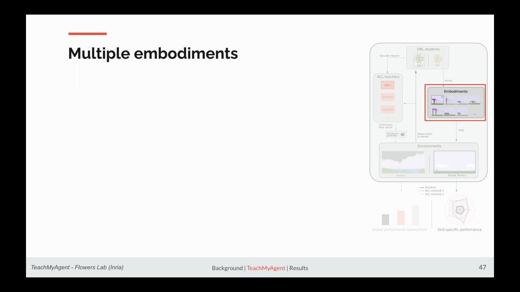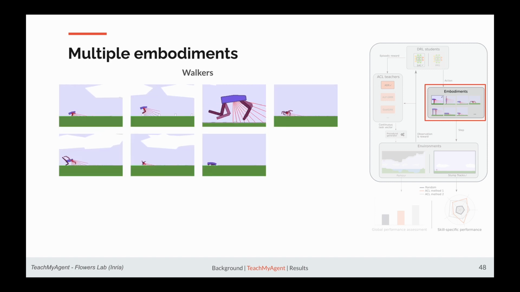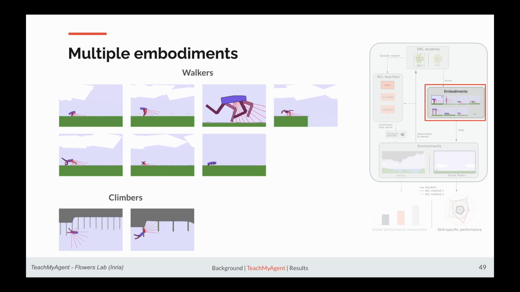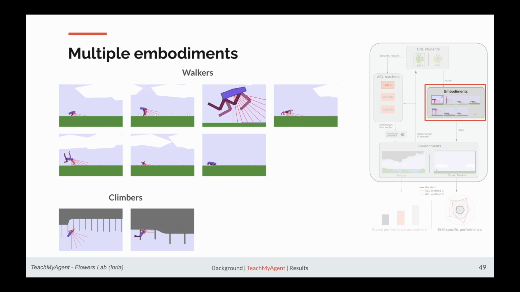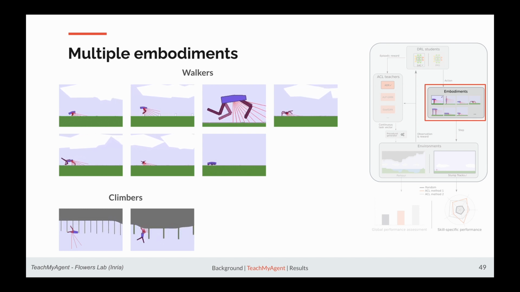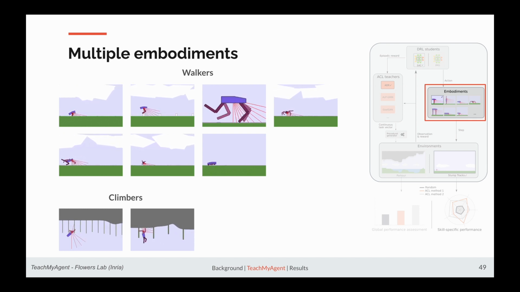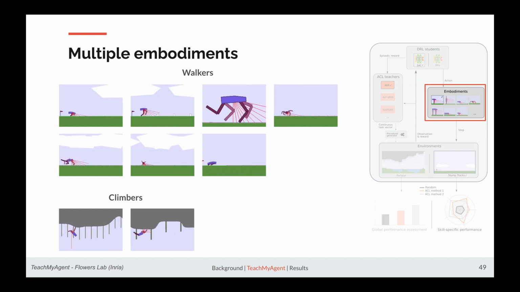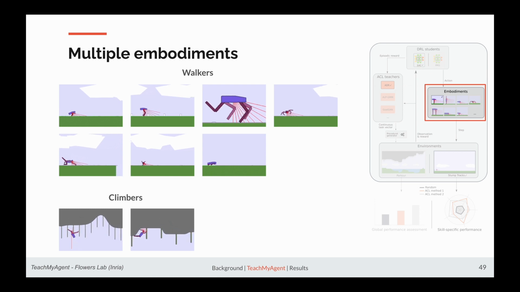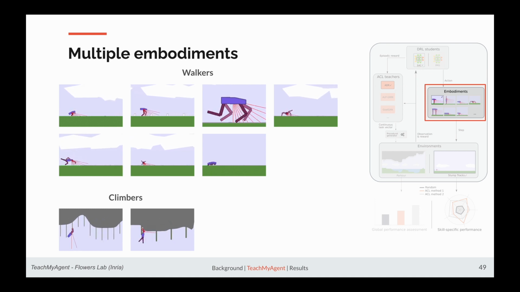Okay, and finally, we introduced some multiple embodiments. We took the walkers from Portelas et al. We also introduced the spider, the walking chimpanzee. We introduced climbers. So basically, walkers cannot touch the ceiling and can live only above water. So after a certain number of consecutive steps underwater, they die.